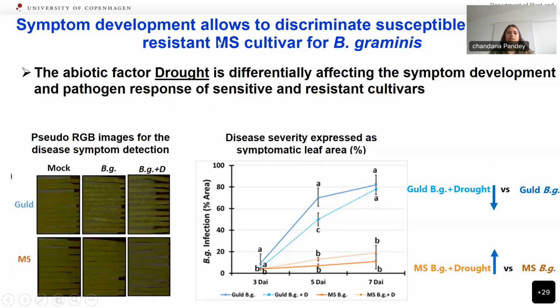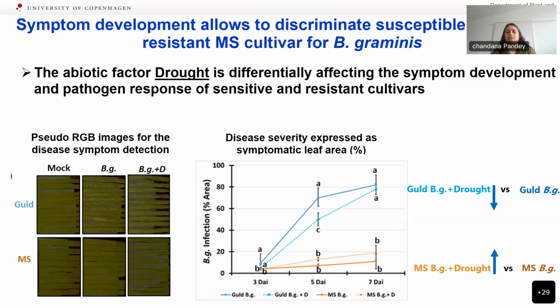susceptible Gold from the resistant MS cultivar for the Blumeria graminis. So if you observe here what I mentioned before, for the Pyrenophora teres, Gold was very resistant, but for the MS Black Plate, for the Blumeria graminis, Gold is very sensitive. So that's how we got attracted to this project.